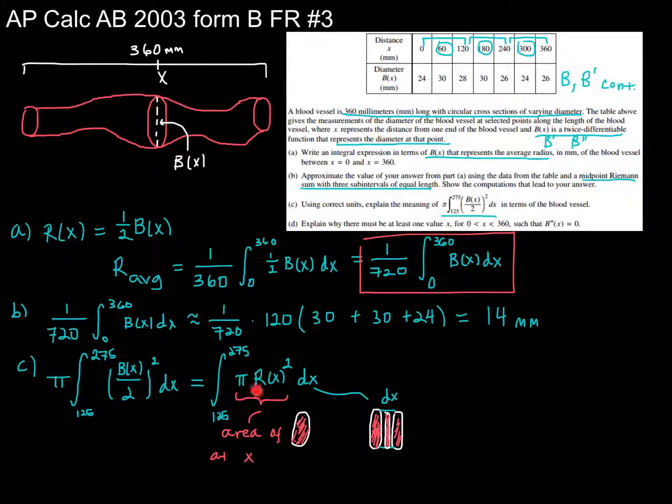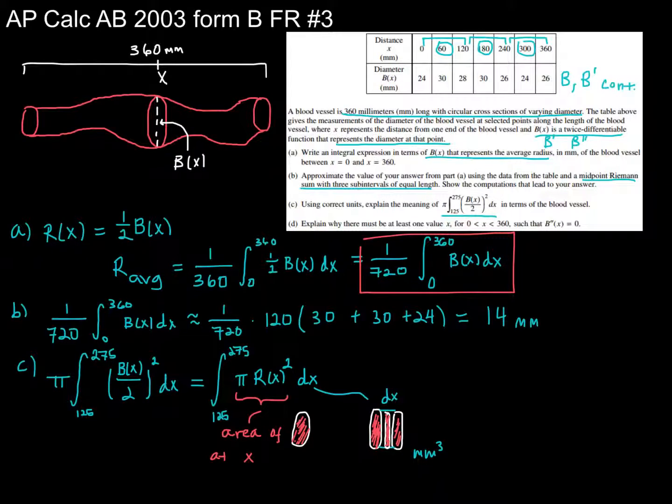Okay? And just to confirm that, note that dx is millimeters and pi r of x squared is millimeters squared because the radius is millimeters, so I have millimeters times millimeters. So this will be an area in millimeters squared. And when I multiply by dx, which is in millimeters as well, I'll get a volume which is in millimeters cubed.